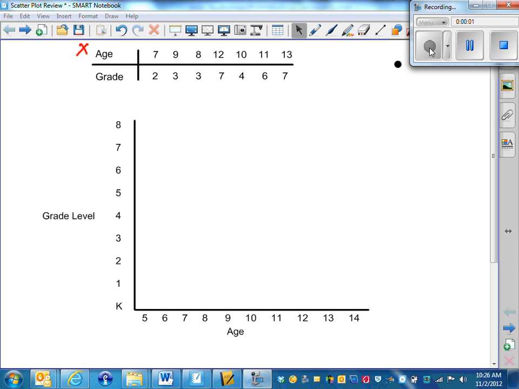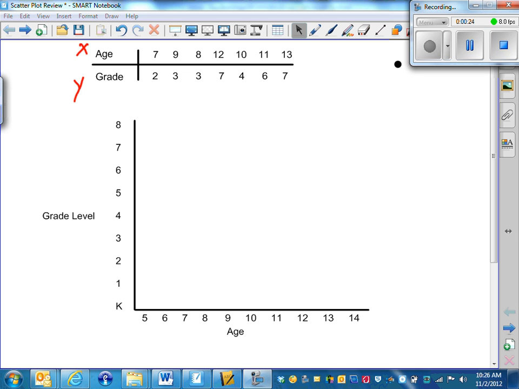Okay. What we're going to do is I want you to make that scatter plot. So on your graph paper, I want you to draw that scatter plot. Let's see if we can do it together here. Just to refresh your memory, age is X, Y is the grade.